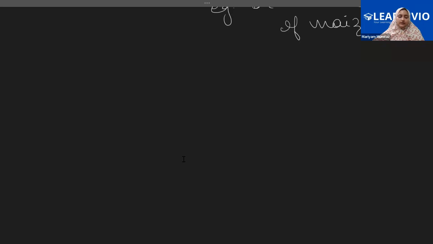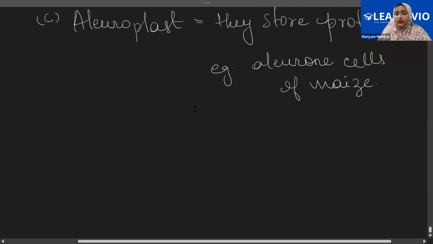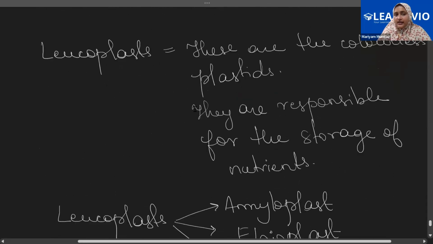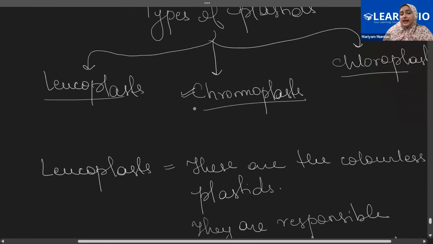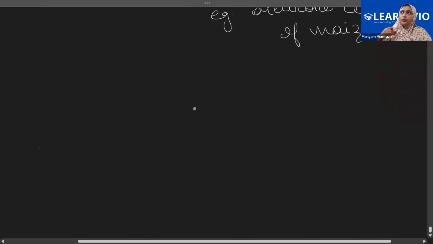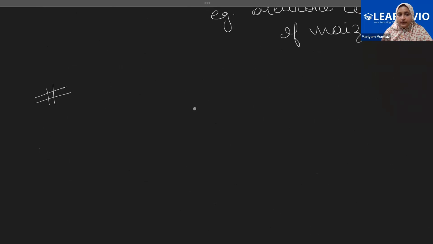Okay, now see. Just like how the leucoplasts were colorless, right? Now we're going to talk about the chromoplasts. These chromoplasts are the ones that have almost all of the colors except for the color green. They don't have the color green. So we now talk about the chromoplast.